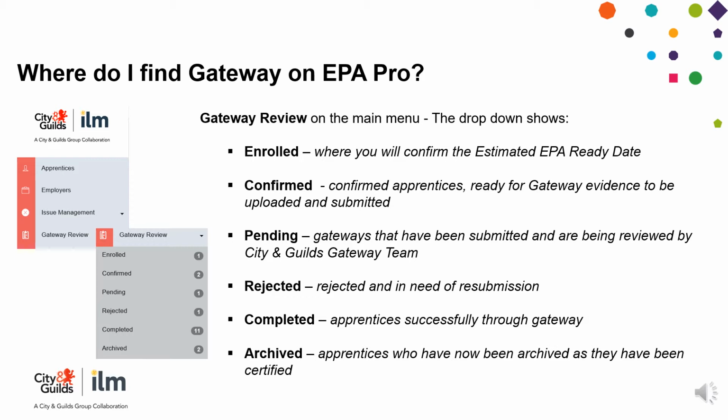Pending, gateways that have been submitted and are being reviewed by the City and Guilds Gateway team. Rejected, rejected Gateway evidence in need of review and resubmission. Completed, apprentices successfully through Gateway. And archived, apprentices who have now been archived as they have been certified.